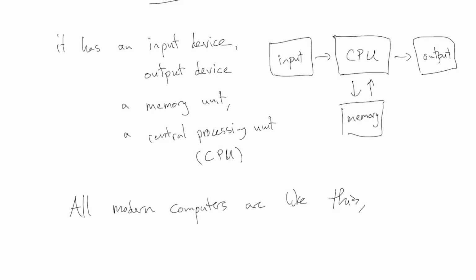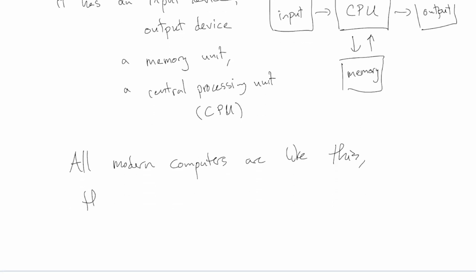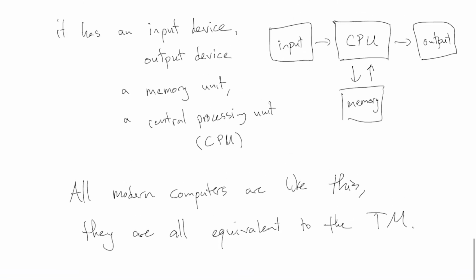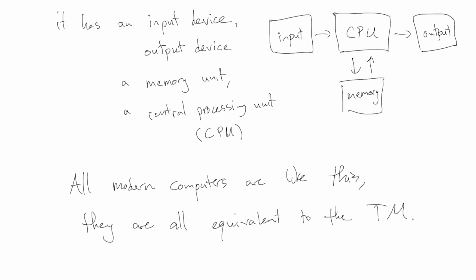And because this is essentially a souped-up Turing machine, like a Turing machine with several different tapes that have different purposes. All modern computers are like this, and so they are all equivalent to the Turing machine, right? What I mean by that is, in theory, any calculation that you can do with a von Neumann style computer, like a real computer, you can do that same calculation on an abstract Turing machine with a single tape.